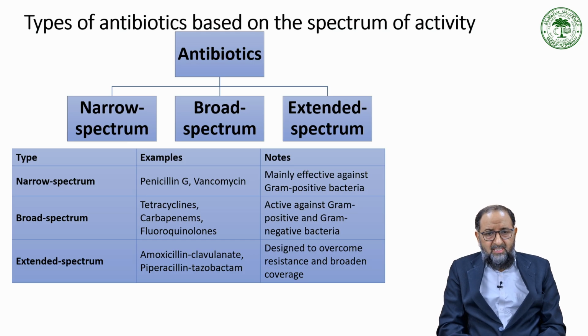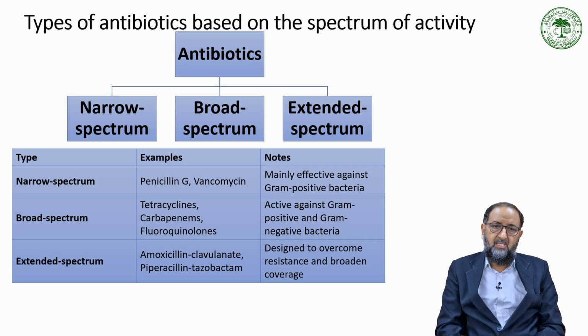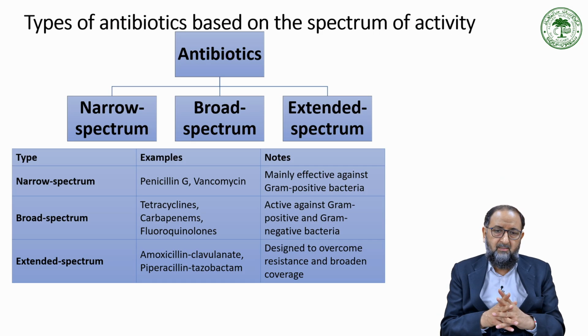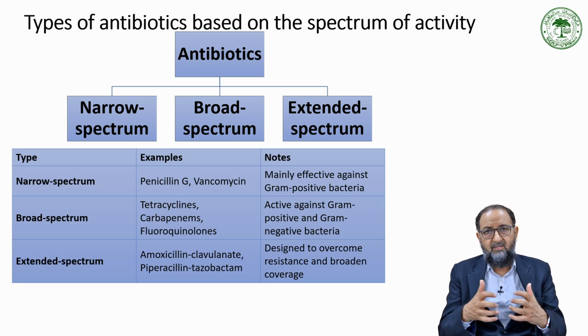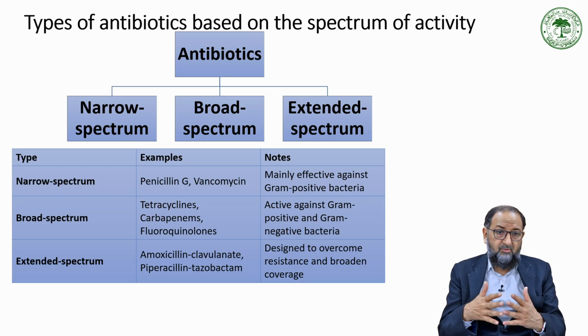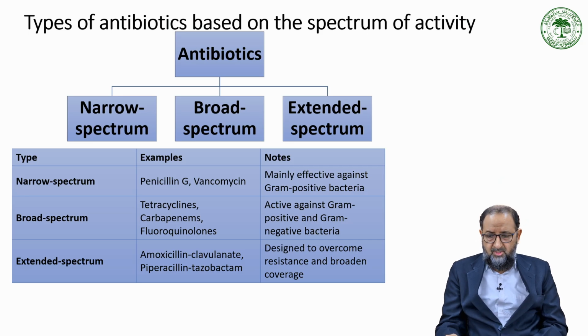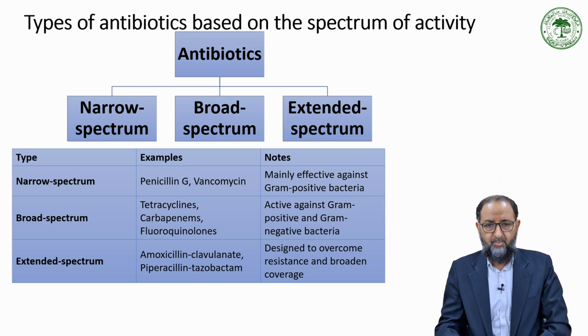Now, extended spectrum is like amoxicillin-clavulanate and piperacillin-tazobactam. These are antibiotics combined with inhibitors. Clavulanic acid and tazobactam are linked with these antibiotics, and they inhibit beta-lactamases. We call them extended spectrum beta-lactamase inhibitors. They can work on extended spectrum beta-lactamases, like the different class A, B, C, D beta-lactamases, which we'll discuss in the mechanism part. They're designed to overcome resistance and give broad coverage of infections caused by bacteria producing these enzymes.